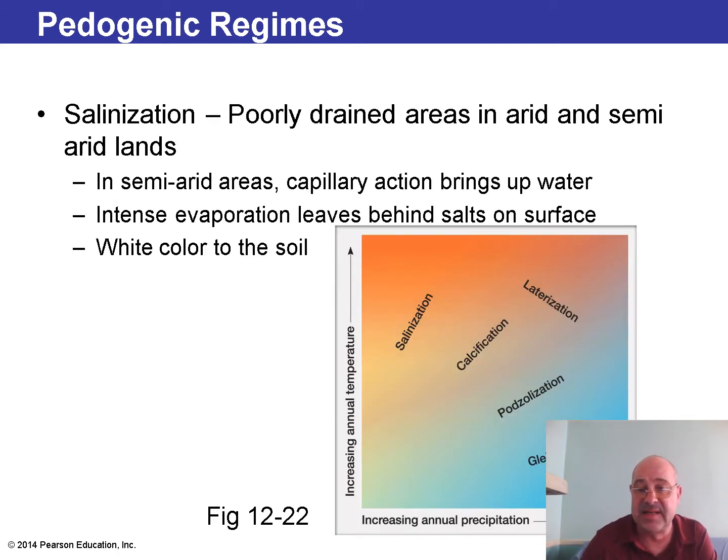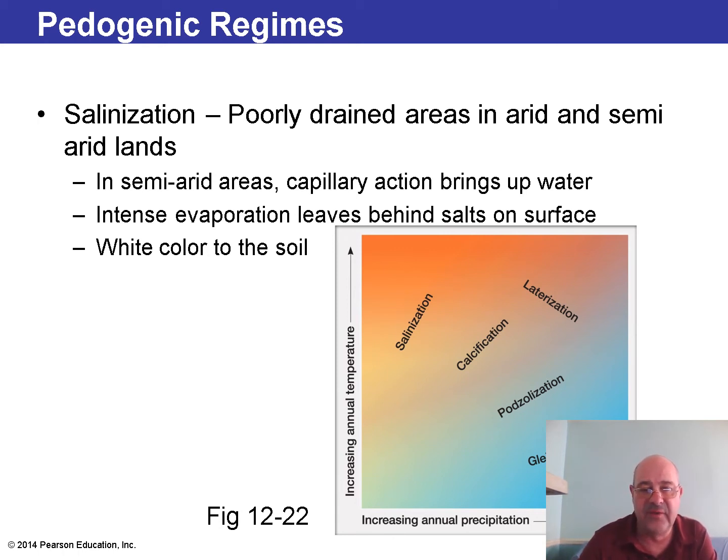And then we've got salinization, for salt. Again, arid lands have that, some here in Oklahoma. If you've ever been out to dig for crystals in the salt plains out there, that's salinization. Poorly drained areas in arid and semi-arid lands. It gets hot, the water evaporates and leaves behind the salt.